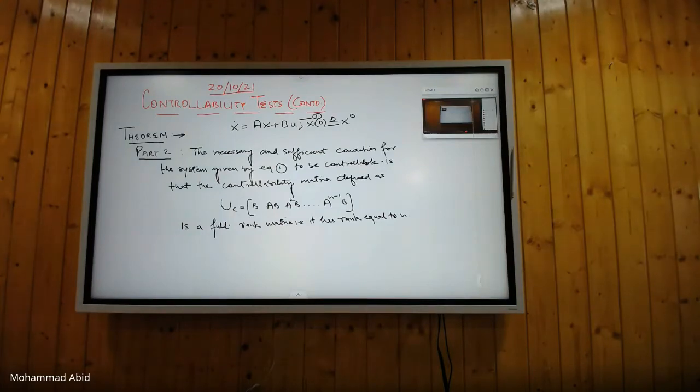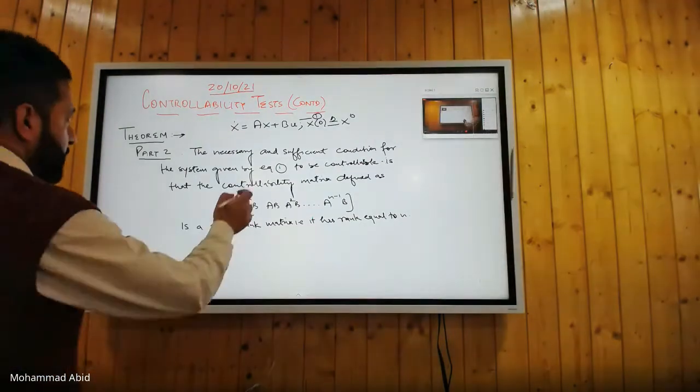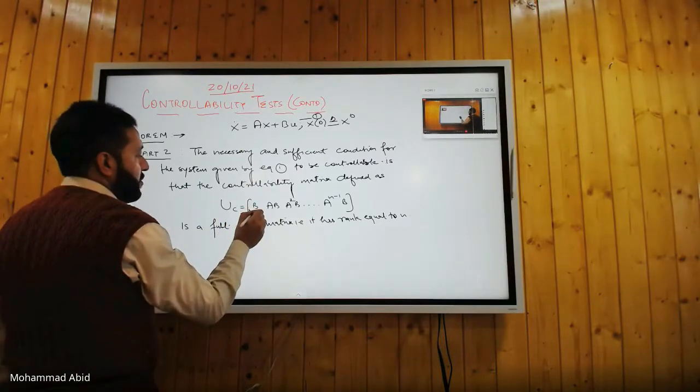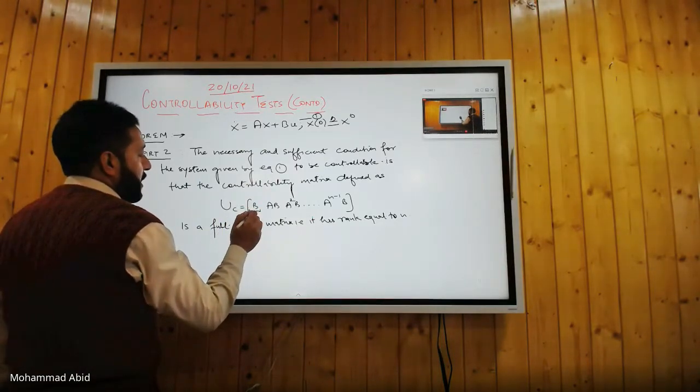So the necessary and sufficient condition for the system given by equation 1, whose state space model is x dot equal to Ax plus Bu and the initial conditions are given, to be controllable is that the controllability matrix is a full rank matrix. And how do we define the controllability matrix? Uc is equal to [B AB A square B up to A to the power n minus 1 B]. This is this B. What's the size of this B for a single input, single output system? Size of B is?